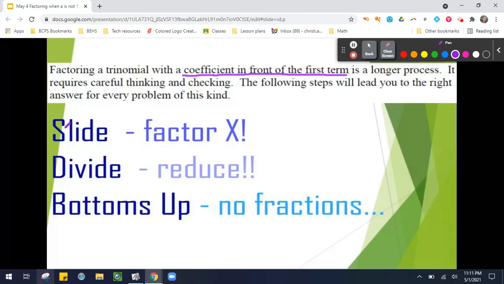So you're going to do this process, slide, and then you're going to use the factor X, then you're going to divide and reduce, and after you reduce, you're going to take the bottoms of the fractions up. We don't want fractions in our factoring. The short term that you're going to hear your teachers call this, we're just going to call it slide and divide. It is very important that you take notes, ask questions, make sure you understand all of these steps to slide and divide.